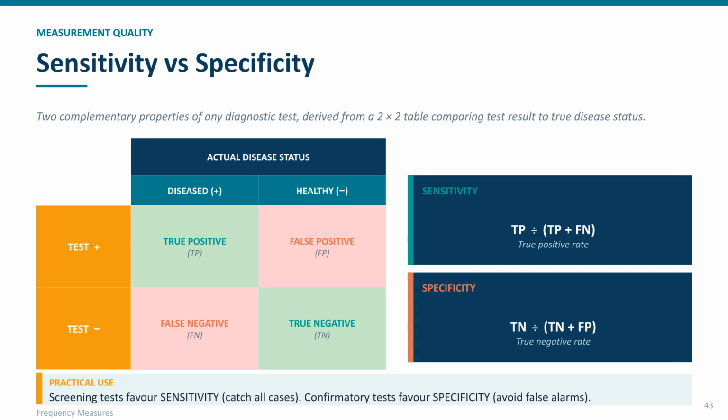Sensitivity and specificity are derived from a 2x2 table. Sensitivity identifies true positives, while specificity identifies true negatives. Generally, you want a sensitive test to screen for potential cases and a specific test to confirm them.